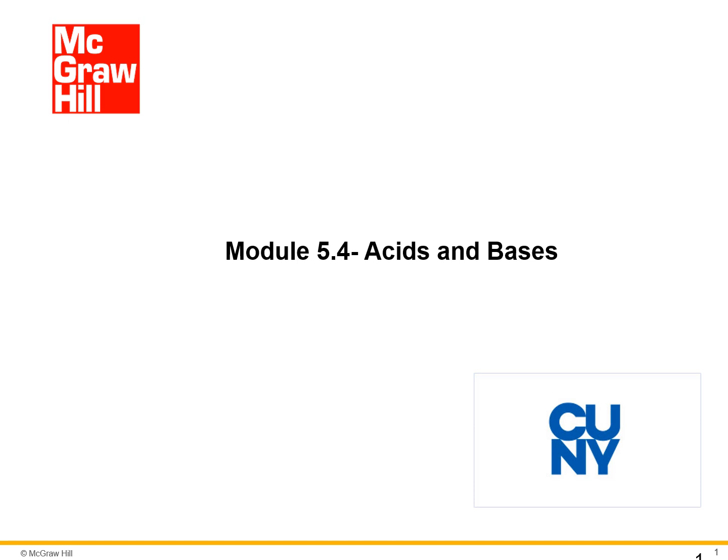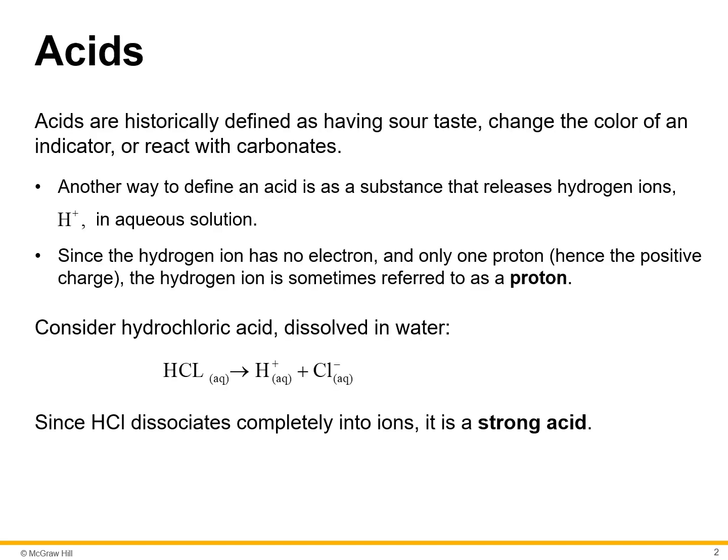So module 4, we'll move on to acids and bases. With acids, they historically have a sour taste. On the pH scale, something that's acidic is less than 7. It releases a hydrogen ion.